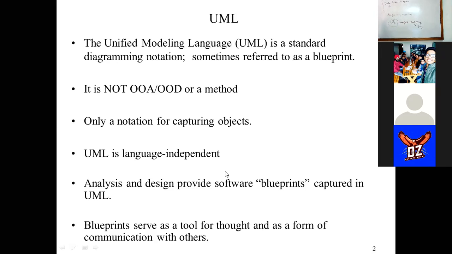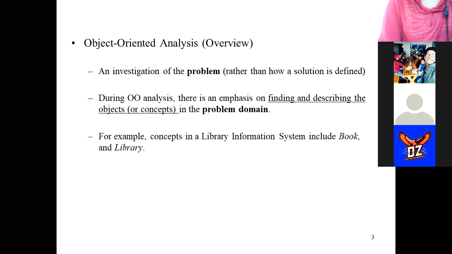You are to draw the various diagrams in UML, and after understanding all the required analysis and design of the object-oriented concepts in UML, you can move towards the coding phase, whether it's C++ or Java or any other language you want to use for your coding. Analysis and design provide software blueprints captured in UML. Blueprints serve as a tool for thought and as a form of communication with others.